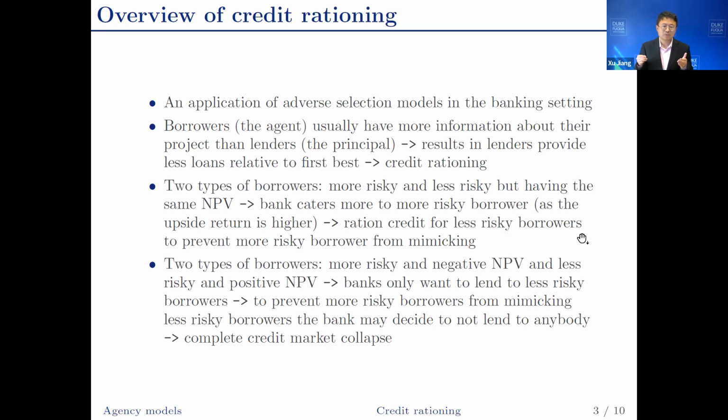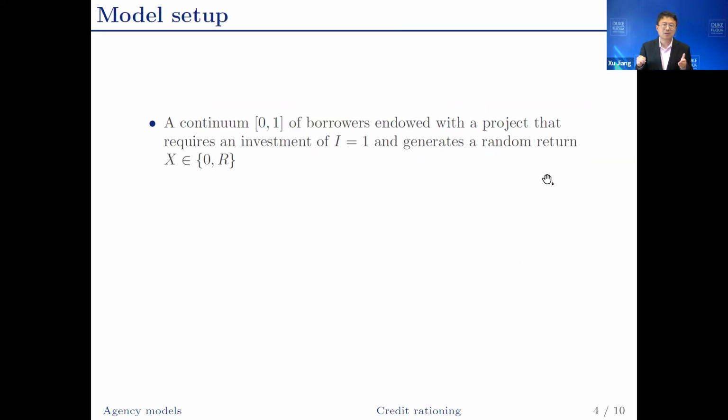In the second model, again, there are two types of borrowers. The only difference is the risky borrower now has a negative NPV, and the less risky or the safe ones have positive NPV. In this case, banks only want to lend to less risky borrowers. However, we know from adverse selection that more risky borrowers have a tendency to mimic less risky borrowers. And when the prior probability that the borrower being more risky is sufficiently high, the bank may decide not to lend to anybody. The adverse selection results in complete credit market collapse. Now let's look at the model.